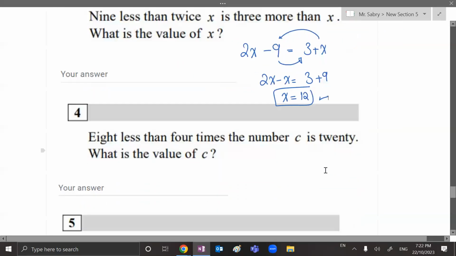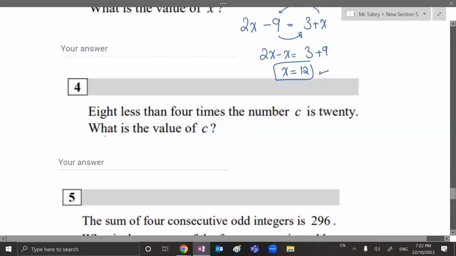Moving to number 4. 8 less than something, so something minus 8, less than 4 times the number c, so that's 4c, is, which means equal, 20. I'll move the 8 first, which means 4c will be equal to 28, and then I'll move the 4, which means c will be equal to 7.